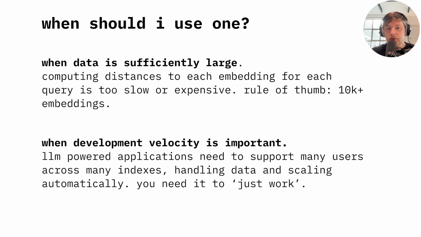So the next question is, when should you be using one? Well, the first answer is when your data gets sufficiently large. Computing distances to each embedding for each query is pretty slow and expensive, especially under certain distance functions. A good rule of thumb is that when you're over about 10,000 embeddings using some of the commercial or open source embedding models, it's probably a good time to switch to a vector database or embedding store, and we'll get to a little bit about why that is in a minute.